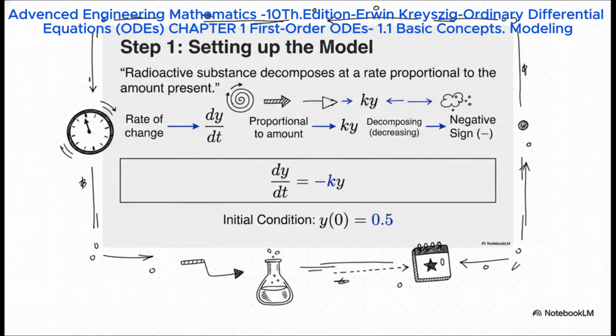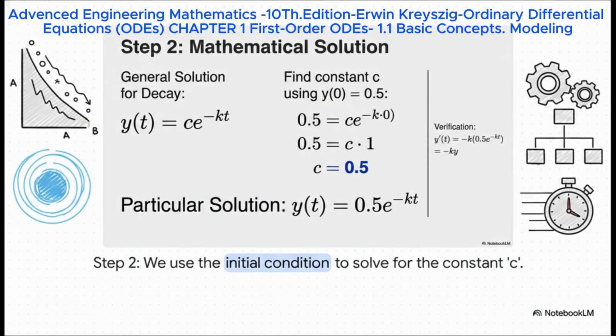The rate of change, that's just dy by dt, is proportional to the amount present, so that becomes k times y. Now, the key word is decay or decomposing. It's decreasing, which means we have to stick a negative sign in there. And finally, we're told we start with half a gram, so that's our initial condition, y of 0 equals 0.5. See? Direct translation.